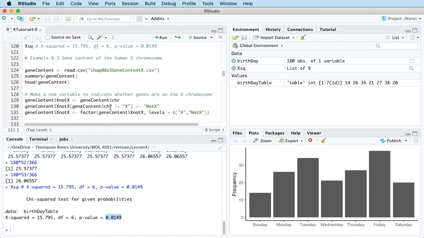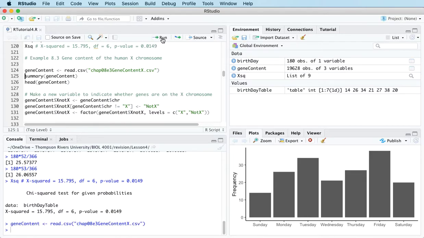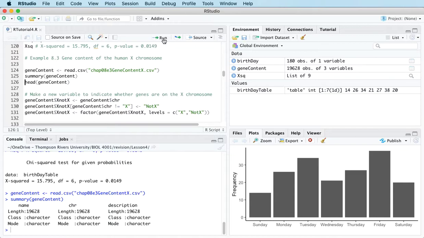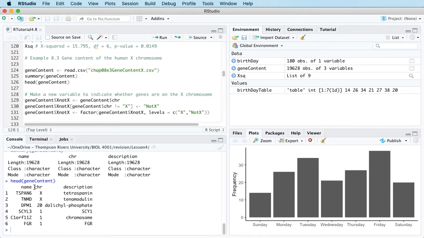And so for that particular situation, there's two possible tests that we can do. The binomial test, which we covered in the last video, or this chi-square goodness of fit test that we just covered. So I'm going to run through this example quickly, just so you can get used to the steps in the test again. So for this example, we're looking at the gene content of the human X chromosome. So we've got some data here, and actually we're going to need to create our variable.